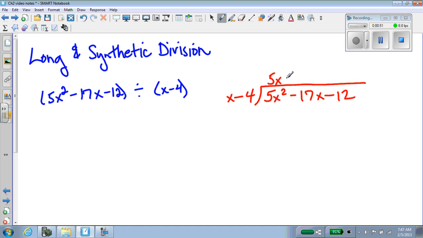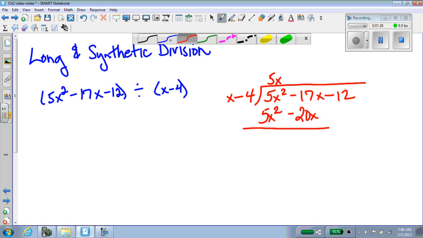Once we've made that determination, we actually multiply the 5x by each term over here. So if it's a binomial, we multiply it by each of the two terms. If it's a trinomial we're dividing by, we multiply it by all three, and we line up with the like terms. So 5x times x is 5x squared. That should happen because we set out to do that. But then 5x times negative 4 is negative 20x. And we draw a line and we subtract.